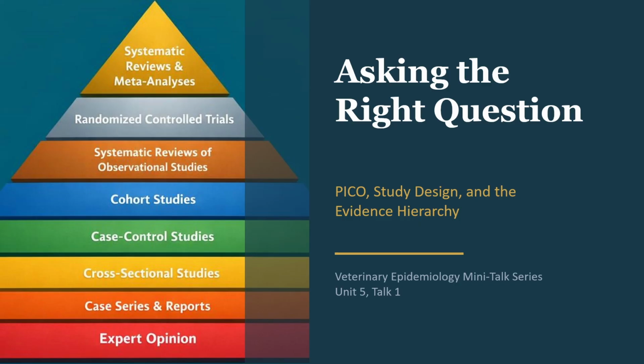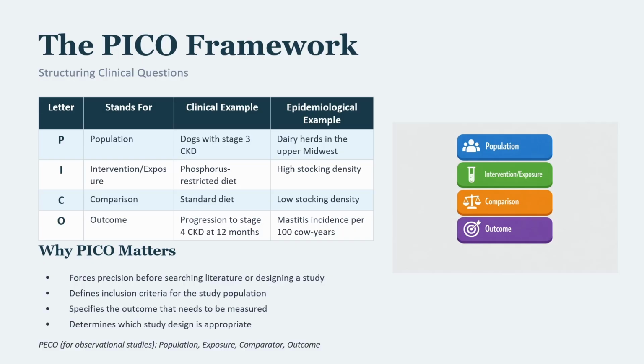Every time you read a research paper, every time you ask whether a treatment works, every time you design a surveillance program or outbreak investigation, you are working with the concepts in this unit. We start at the beginning. How do you turn a clinical or epidemiological question into a researchable, answerable question? Then we look at the major study designs, their strengths and weaknesses, and how they fit into the hierarchy of evidence. Let's go.